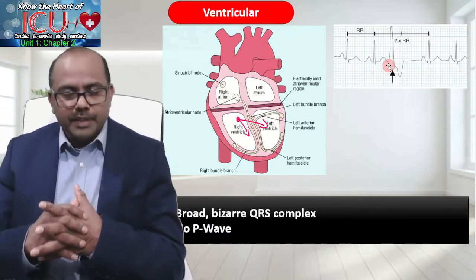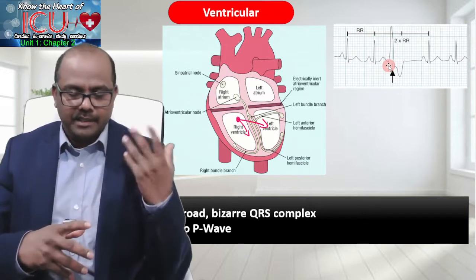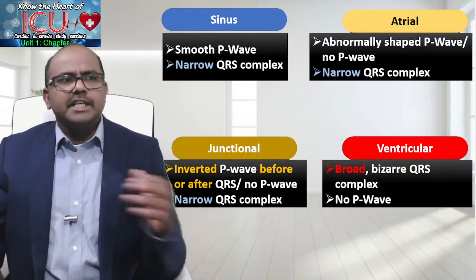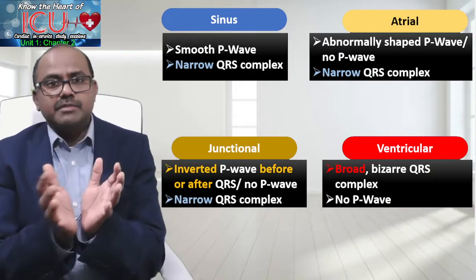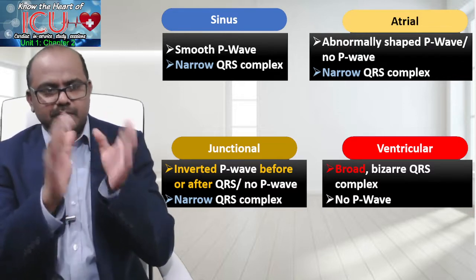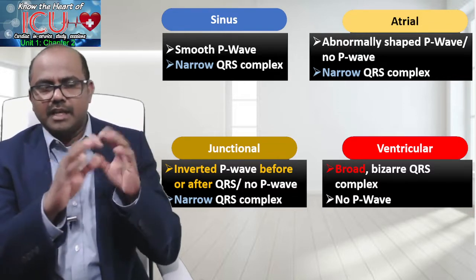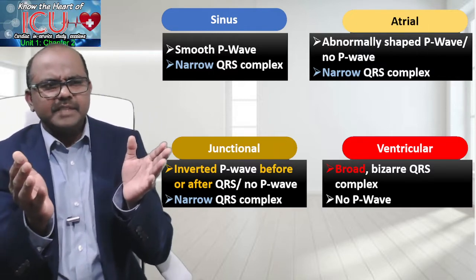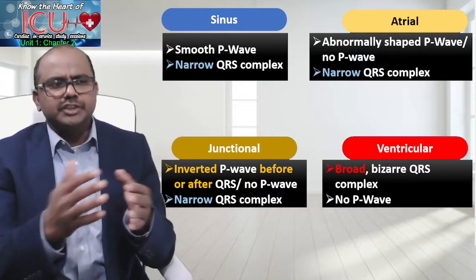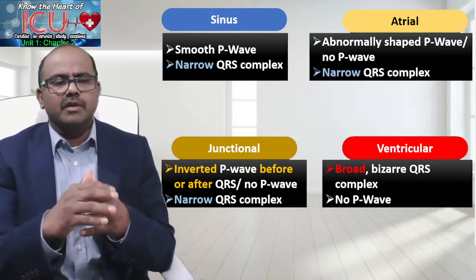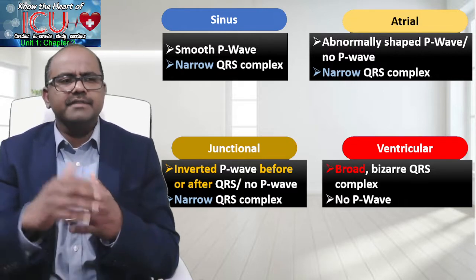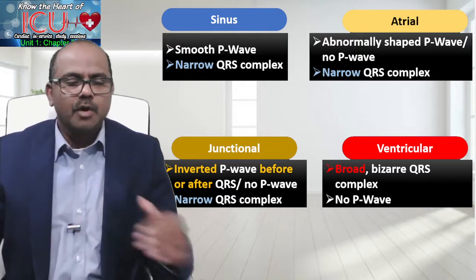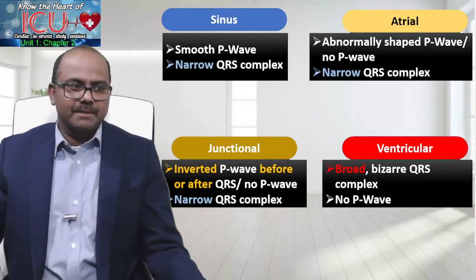So this is how we distinguish between an atrial impulse, SA nodal impulse, junctional impulse, and a ventricular impulse. To summarize: the sinus node impulse from the SA node will have a smooth P wave and narrow QRS. Atrial: abnormally shaped P wave, or no P wave in AFib, and narrow QRS. Junctional: inverted P wave before or after QRS, or if it's a mid-nodal rhythm, no P wave, and the QRS will be narrow. Ventricular, easy to pick out: a broad, bizarre QRS and without any P wave.